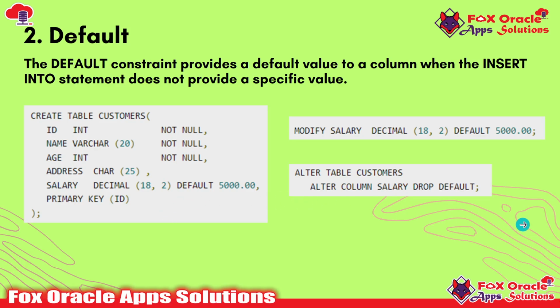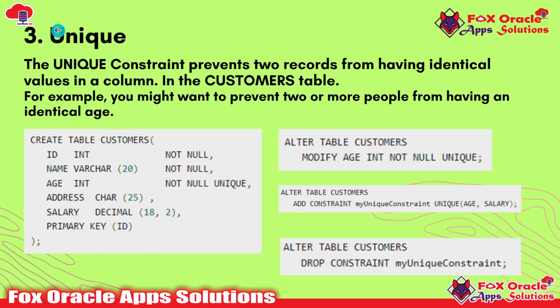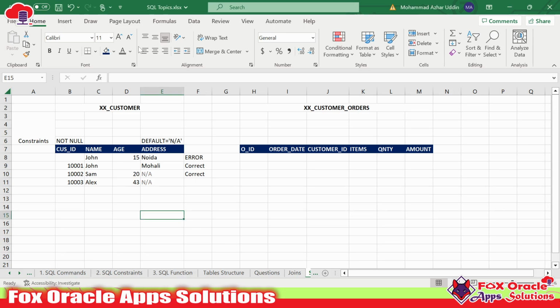So now next is the next constraint, that is the unique constraint. The unique constraint allows us to restrict the user from inserting a duplicate value on any specific column. For example, you can come to this database. This customer ID is a value which we can treat as unique, right? The same customer ID cannot belong to more than one customer.